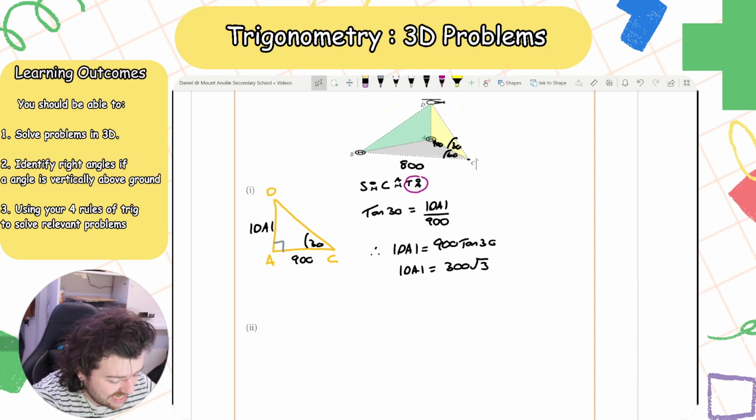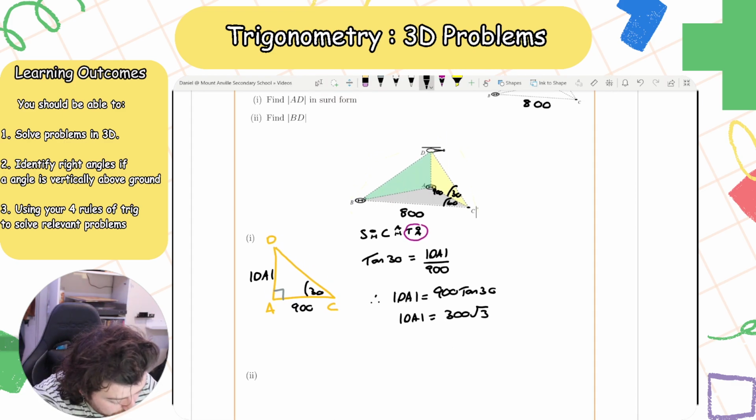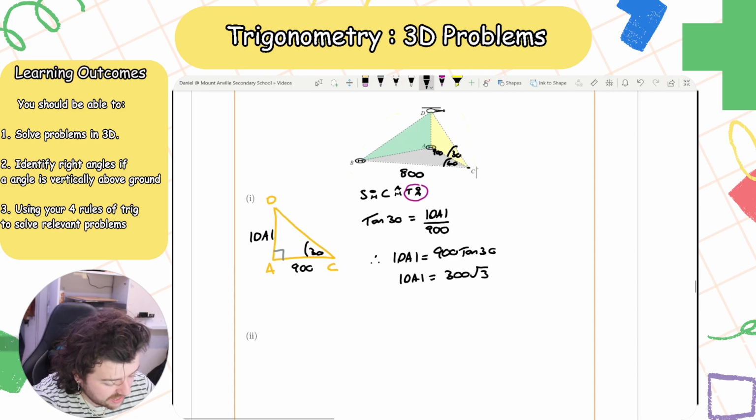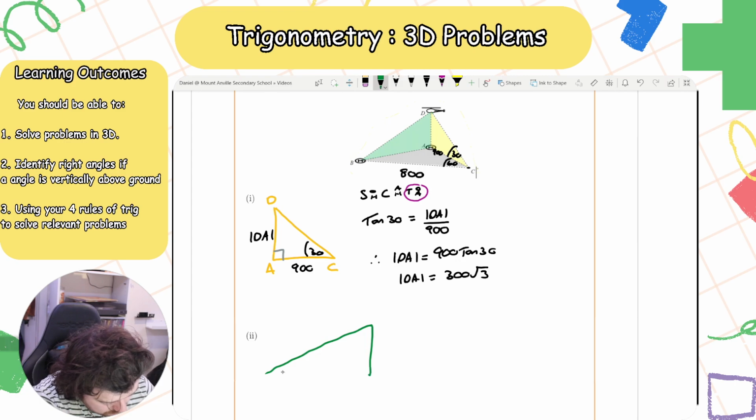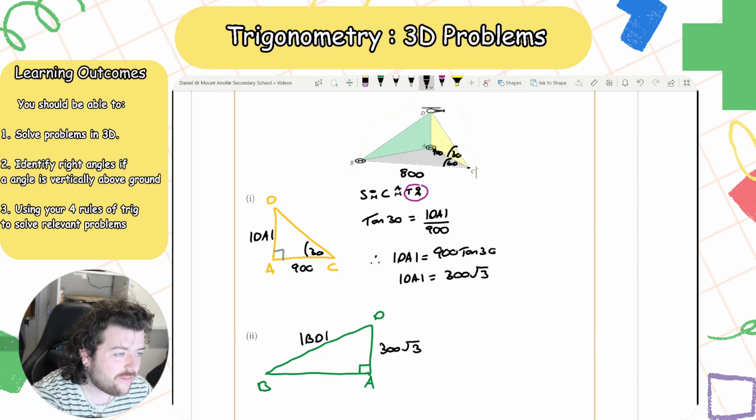Find BD. So BD is the length from here to here. So it's the diagonal distance from the helicopter to the second landing pad. So let me make my second triangle here. This is point D, this is B, and this is A. I know what DA is from part 1, that this is 300 root 3, so that might come in handy. Then I'm looking for BD, and I have no information on BA, so I'm kind of stuck now.